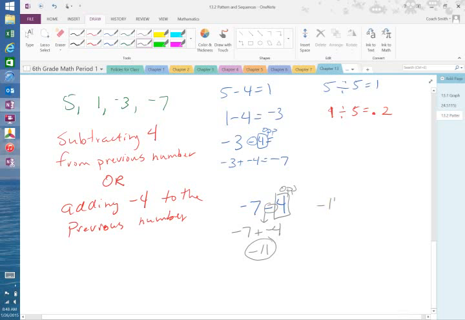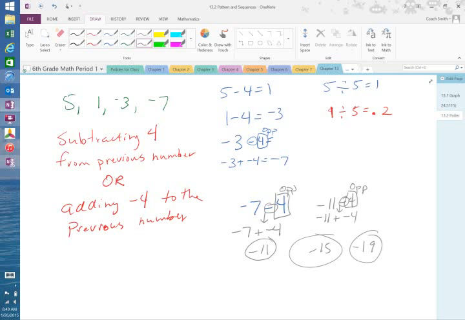Then I take negative 11 and subtract 4. Change the subtraction to addition. Do the opposite of 4, which is negative 4. And that is negative 15. So what's our next number going to be? Negative 19. So there's your next 3 numbers: negative 11, negative 15, and negative 19.